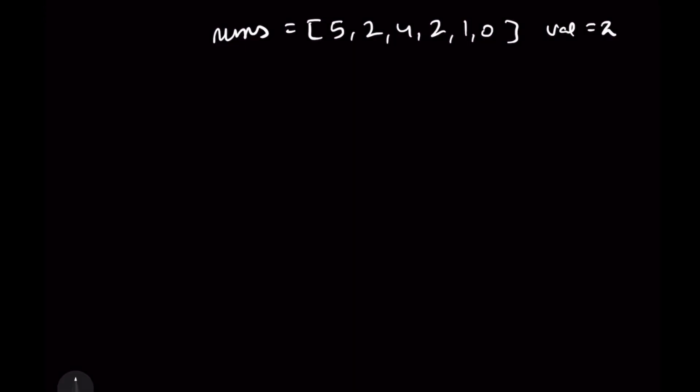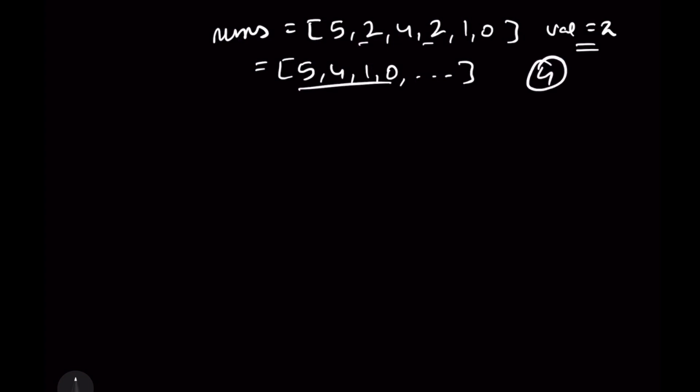Over here we have this example where we have this nums array 5, 2, 4, 2, 1, 0, and we have val value 2. The output of this code should look like this. If we remove this 2 value and this 2 value, our answer should be 4, because if we remove all the occurrences of 2s, we get this array and we don't care about anything that comes after that.